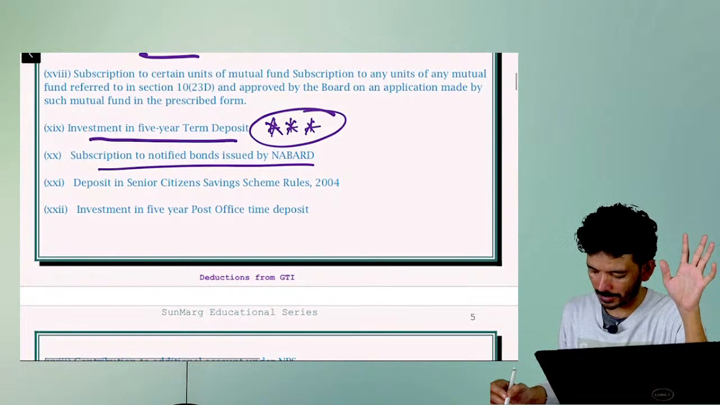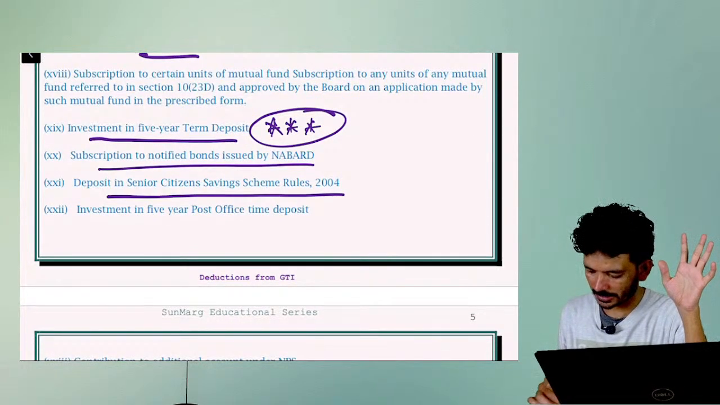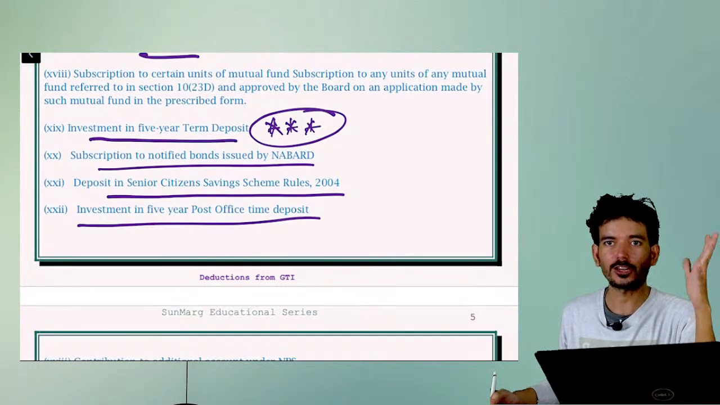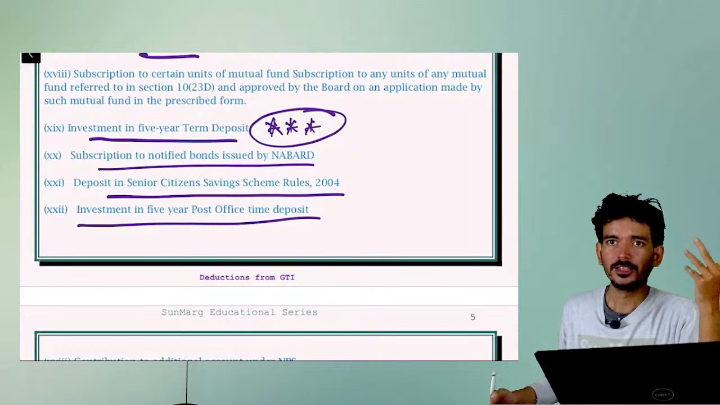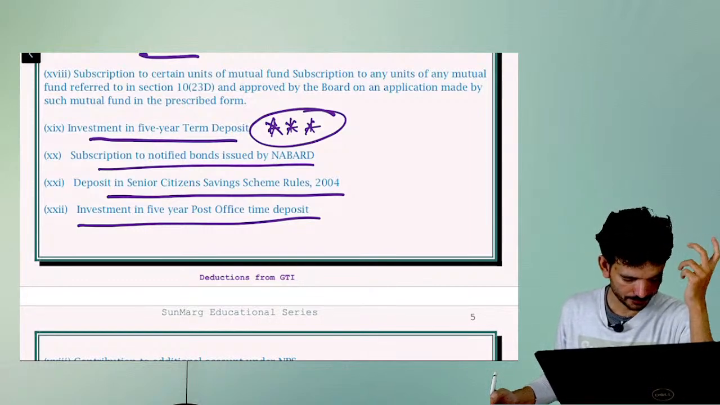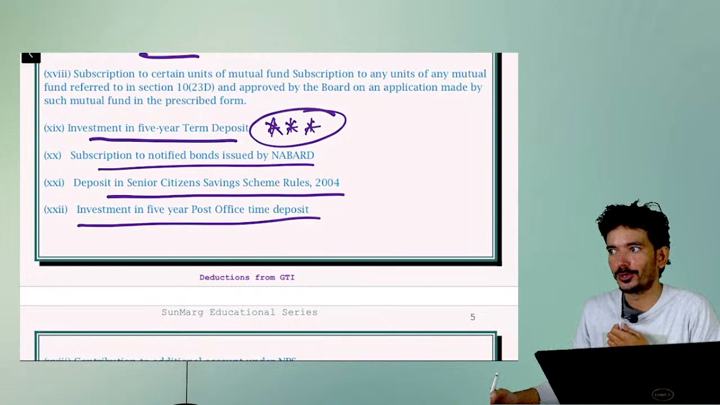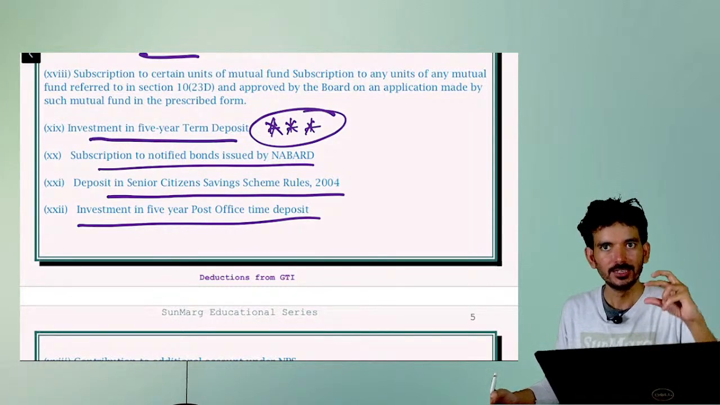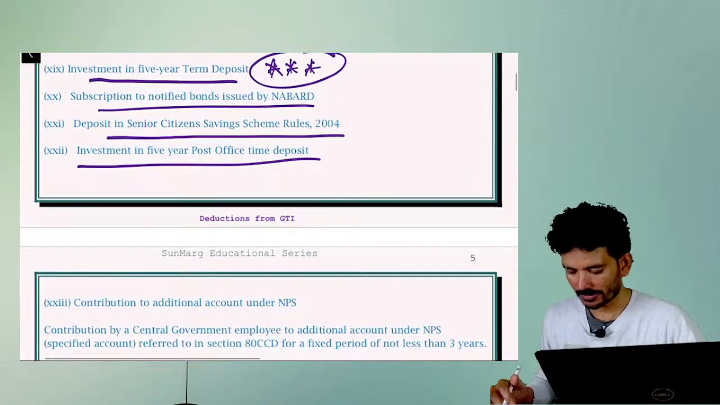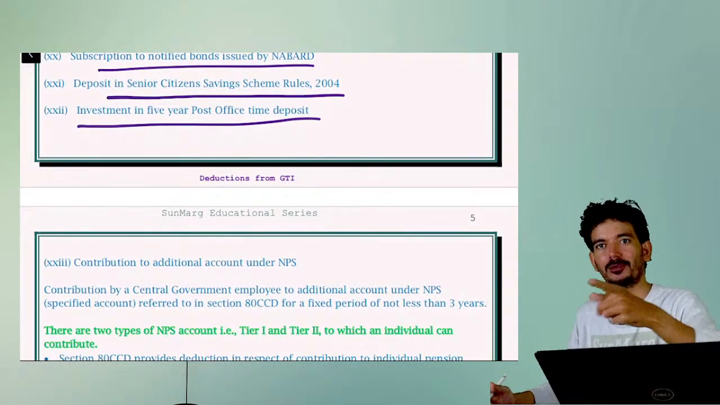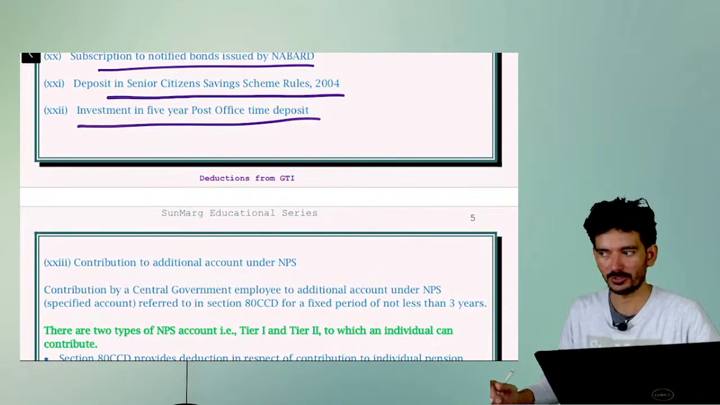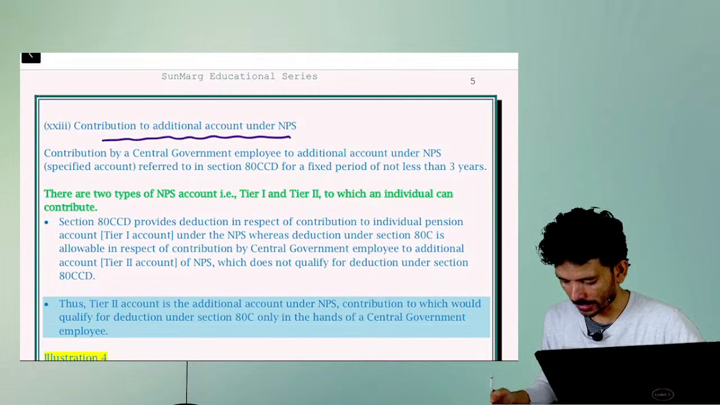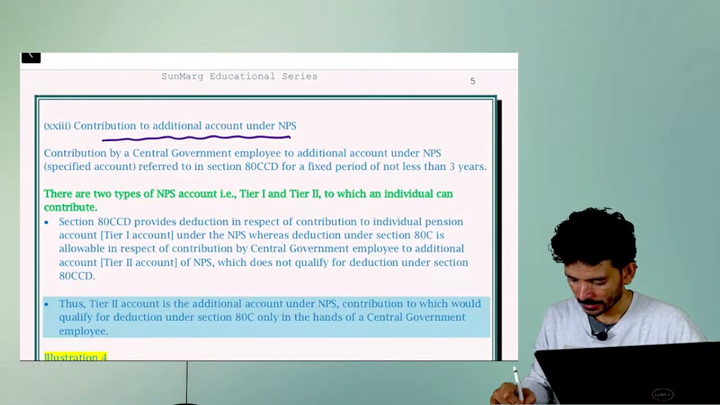And you can invest in NABARD, you can invest in the senior citizen savings scheme, investment in 5-year post office deposits. Again, it has to be 5 years. In the post office, you will have a lot of things. Don't think that just by investing in post office you will get it. Not like that. It has to be clearly mentioned that it is a 5-year term period. Otherwise, whatever you are claiming, you have to pay back the moment you break it. So that is the reason why you should not break these deposits. And contribution to additional account under the National Pension Scheme.